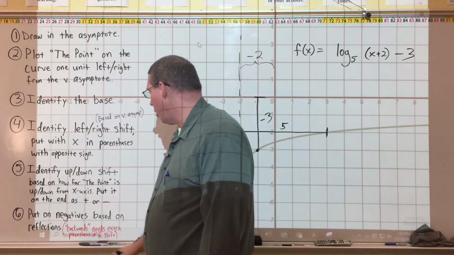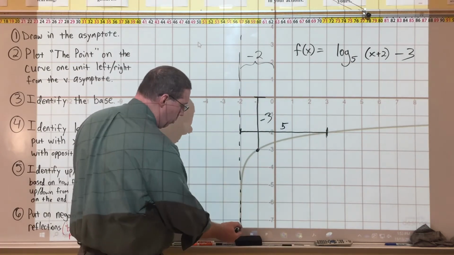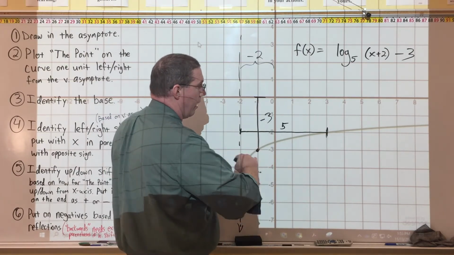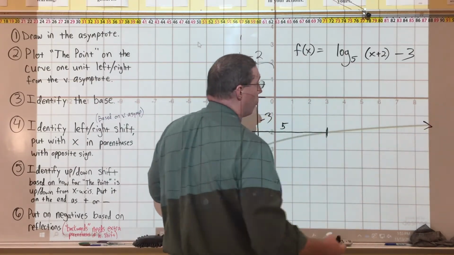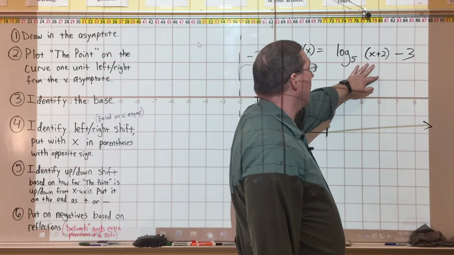Last thing, we have to put on negatives based on reflections. Well, vertically, it's going down, which is normal, and then it's on the right side and flattening out to the right, which is also normal, so we don't need any negatives at all. That makes this our final answer.